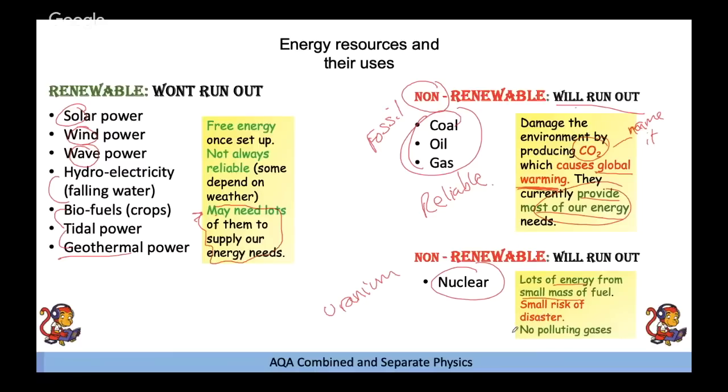That means we don't need lots of transport, carrying trainloads of coal up and down the country, or pipes carrying gas up and down. Now, there is a small risk of disaster. If the disaster happens, the disaster is pretty bad, like Chernobyl, the Russian Ukrainian power station that blew up in the 80s. And the good thing about this is there's no polluting gases, so no CO2, when the electricity is being made.